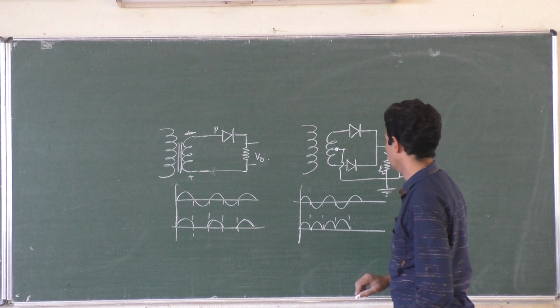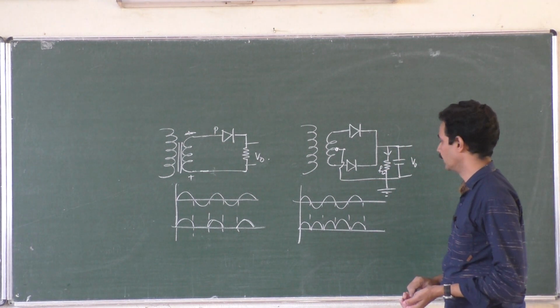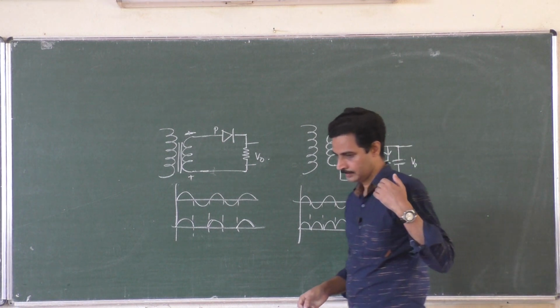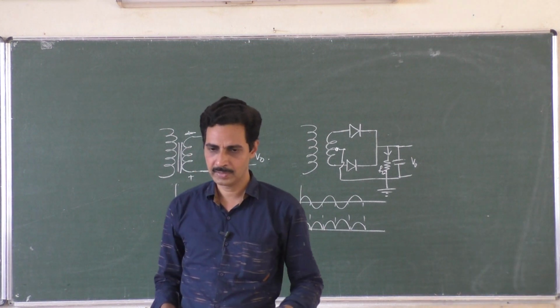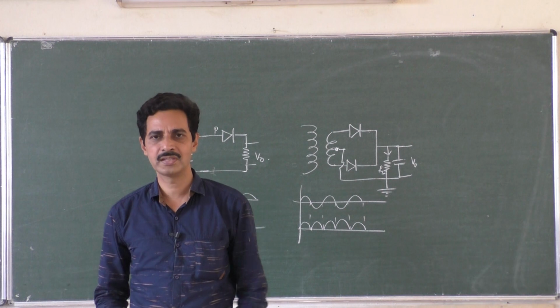This is full wave rectifier. Okay, and so now, why the capacitor is used? Capacitor is used to produce a filtered output. What do you mean by filtering? Filtering means all the ripples are removed, only the constant value is given.